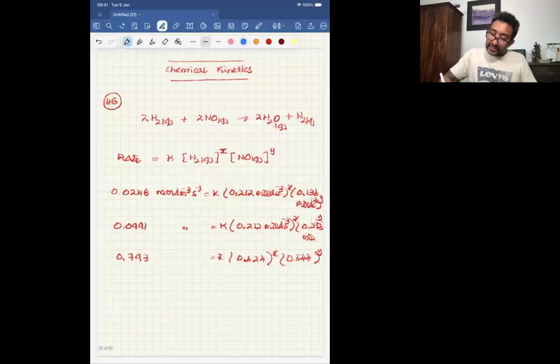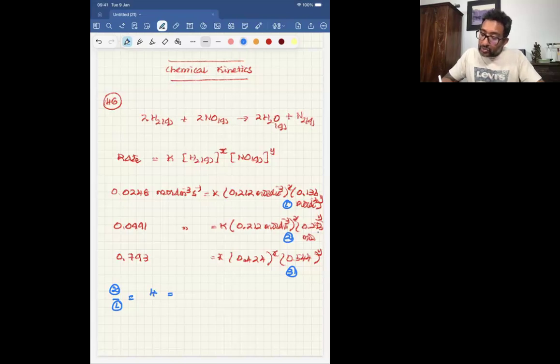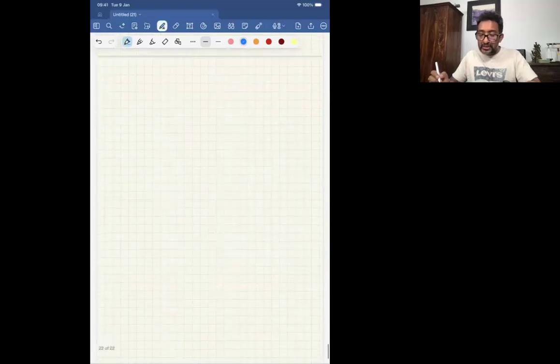Make this equation 1, this equation 2, this equation 3. Let us take equation 2 and divide by equation 1. What did you get? 0.0991 divided by 0.0248 is about 4. So 4 is equal to 2 to the power y. Y is equal to 2. Check whether you get those answers.